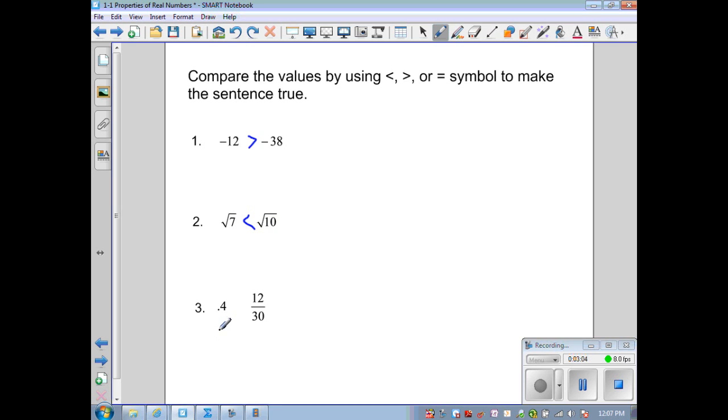Here we have 0.4, which we know is 4/10, which can be simplified to 2/5. Here we have 12/30, and if I divide the top and bottom, or the numerator and denominator, by 6, I'm going to end up with 2/5. Therefore, these two values are equal.